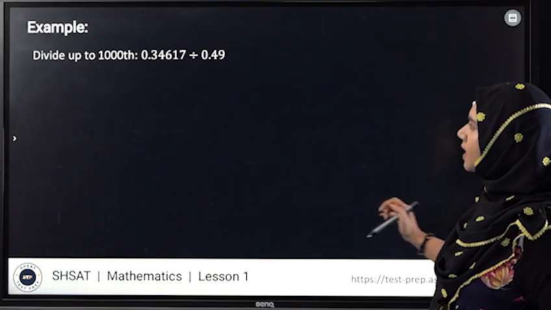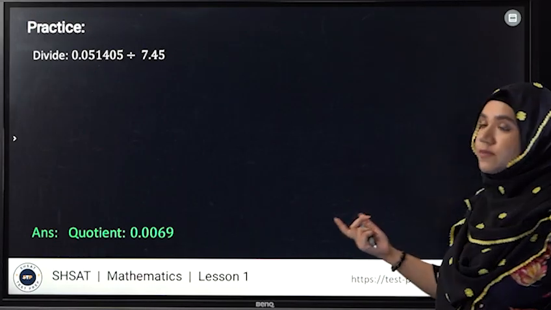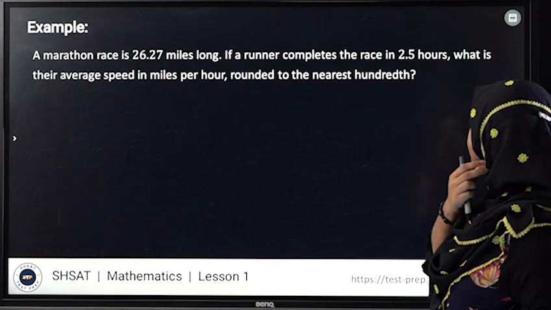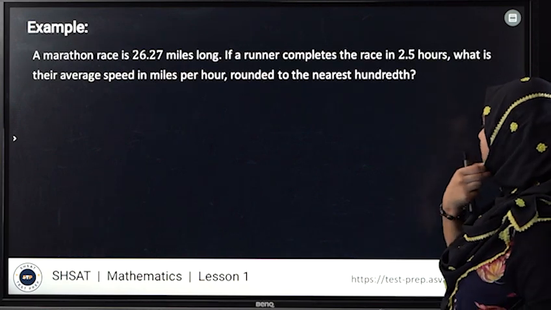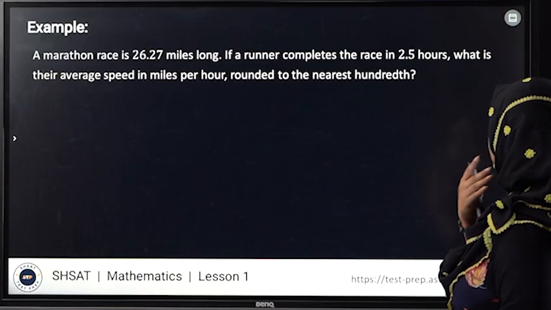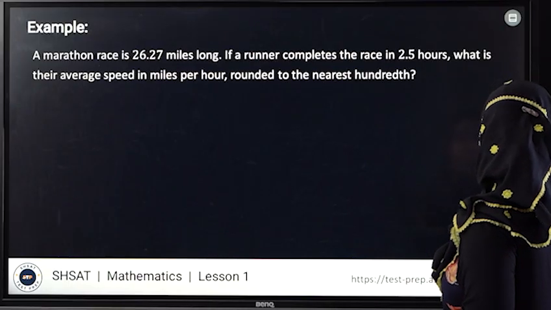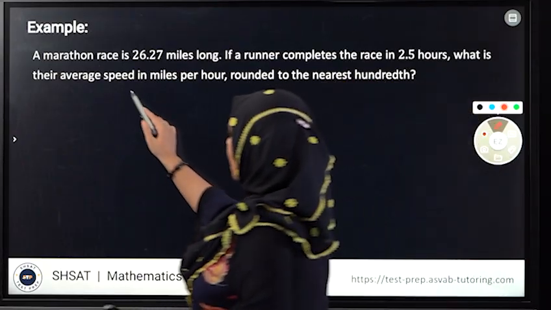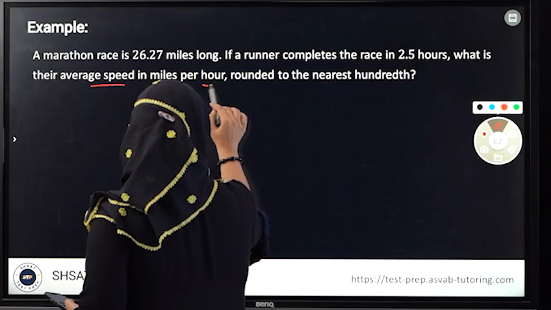Let's now look at the next question. Okay, it's practice material once again. I hope you do get this one correct. Now let's look at this example. This example shows that a marathon race is 26.27 miles long. If a runner completes the race in 2.5 hours, what's their average speed in miles per hour? See, the average speed in miles per hour.